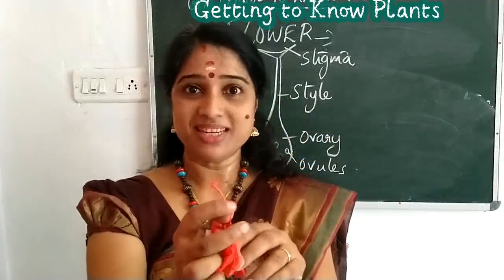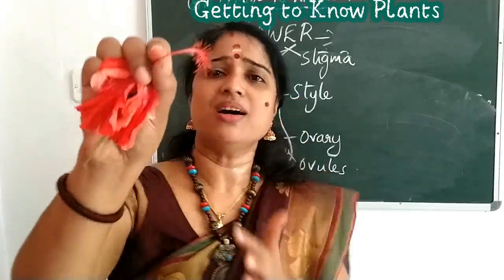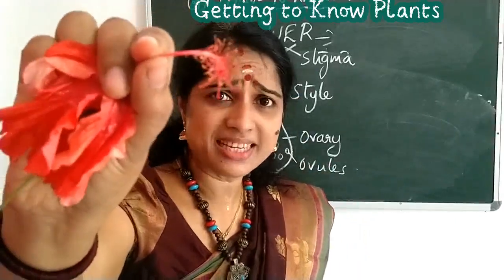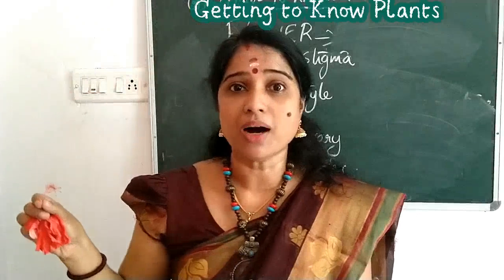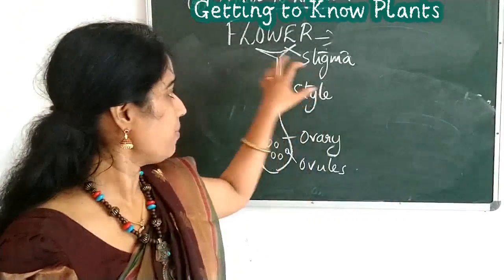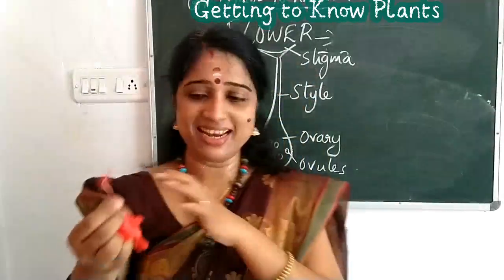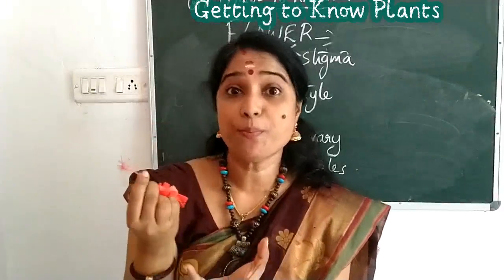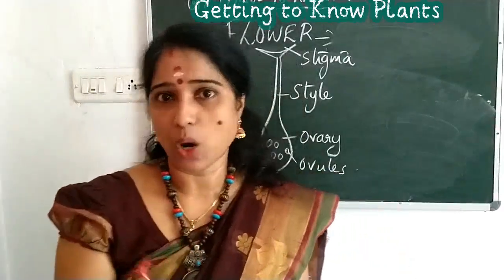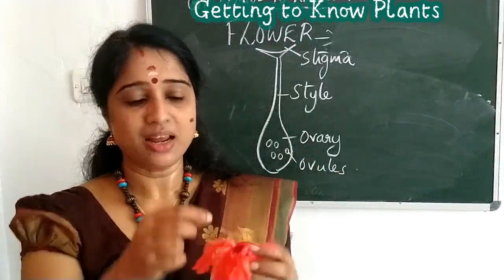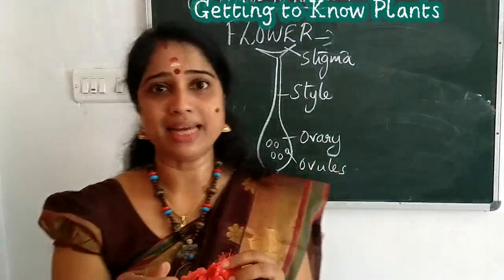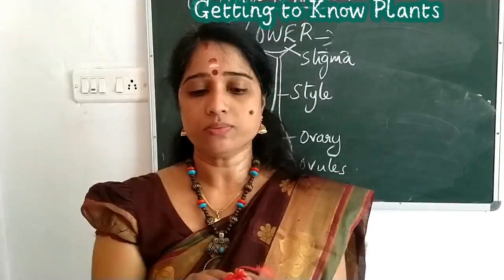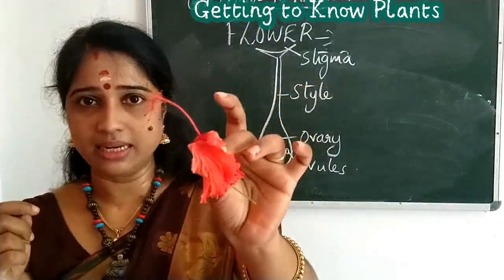A very beautiful name, isn't it? Style. And the tip, you could see another beautiful structure. That is the stigma. This area is known as the style, and the ovary is the bottom portion, and it cannot be seen from outside, because it is inside. When we cut the plant, only then the ovary can be seen. So hope the structure is clear.